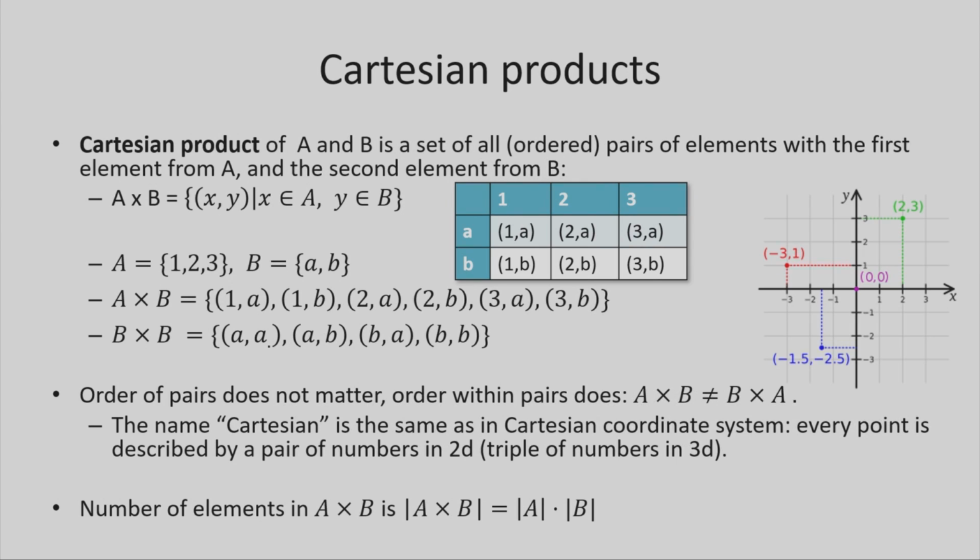Also, because of this construction, if you want to know how many elements are in the Cartesian product, the way to calculate it is to multiply the number of elements in A by the number of elements in B. For example, with A being {1, 2, 3} and B having 2 elements, the number of elements in A times B is 6, because for every element of B, there are 3 possibilities, since there are 3 elements in A.